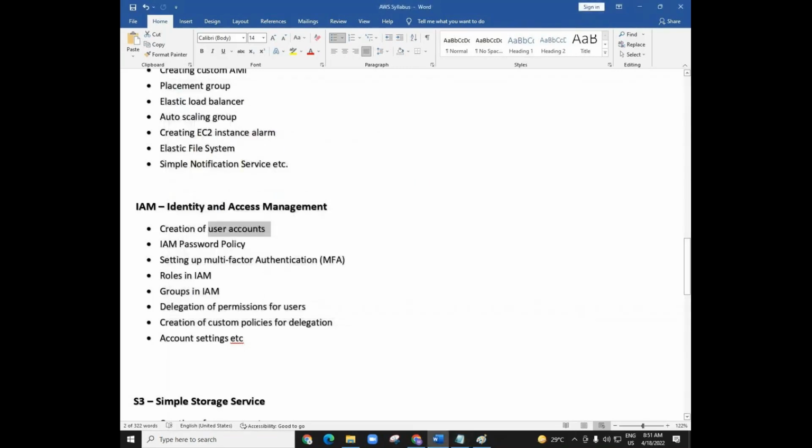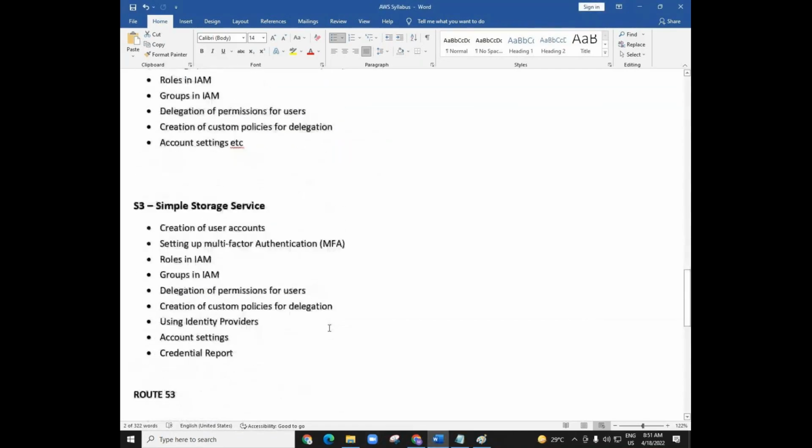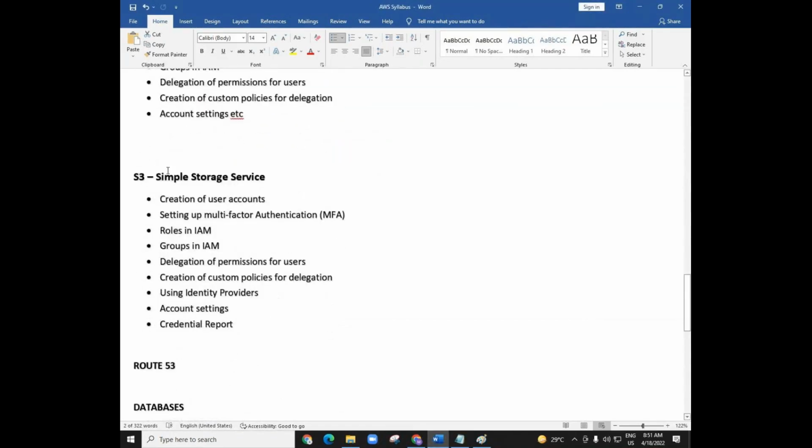Got it? So these are the things we need to learn. Then there is something called S3. Again, a very, very big thing. S3 is your storage. You will not see a computer network without a storage. Storage is a device where you are keeping your data. You save your data, you save your information.